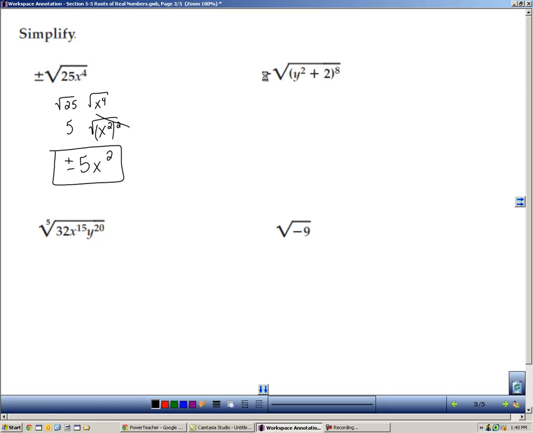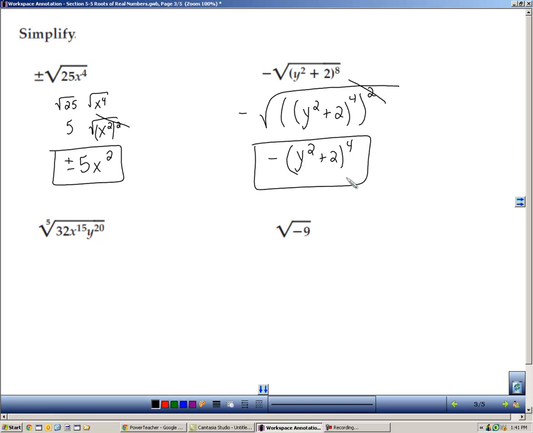Over here we have a negative on the outside, so we're not going to worry about it right now. Y squared plus 2 to the 8th power really means to the 4th power squared. Now why do I care about squaring it? Because when you square a square root, the square root and the squares will cancel, leaving me y squared plus 2 to the 4th power, but then don't forget that that's going to be negative.